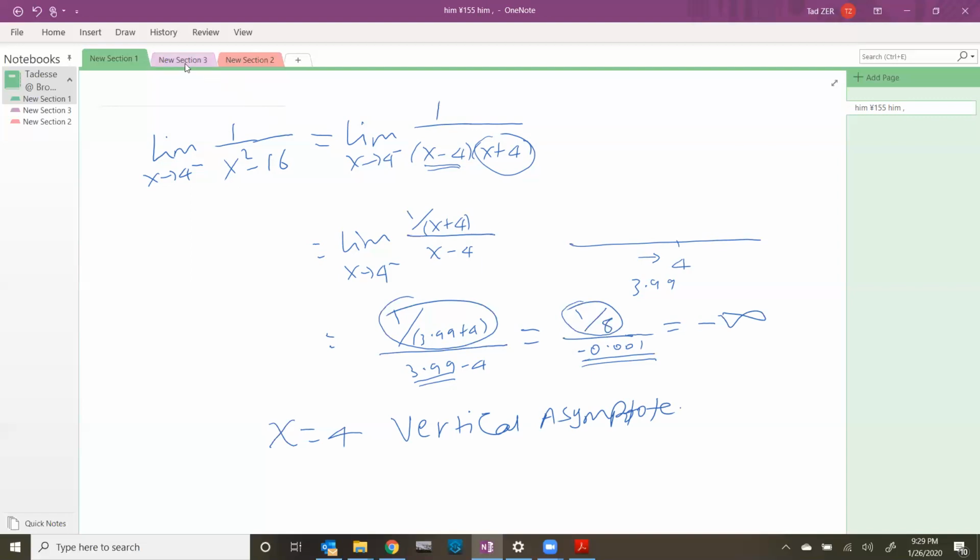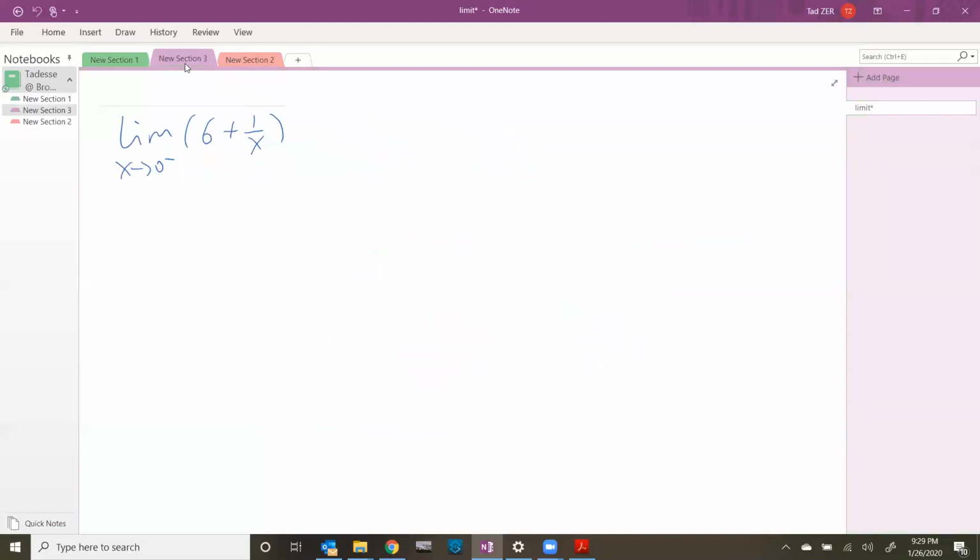Very good. Let's see another similar example. So a similar example here, it says find the one-sided limit, the limit of 6 plus 1 over x, as x approaches 0 from the left. So again, I'm going to use the numerical method. I am approaching 0 from the left. From the left means what? Negative 0.001. Any number sufficiently close to 0.